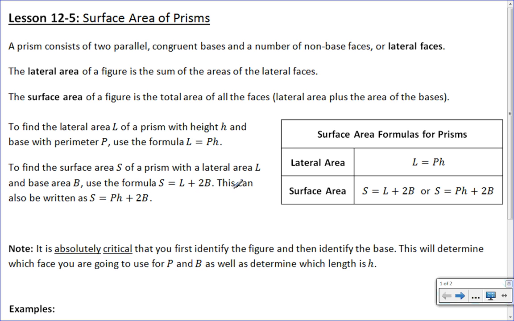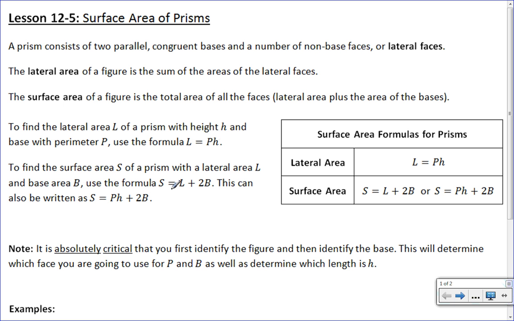This can also be written as S equals ph plus 2B, or surface area is perimeter of the base times the height plus 2 times the area of the base. Now these two formulas are very similar, and you see that the only difference here is that L has been replaced with ph, which makes sense because L is equal to ph.